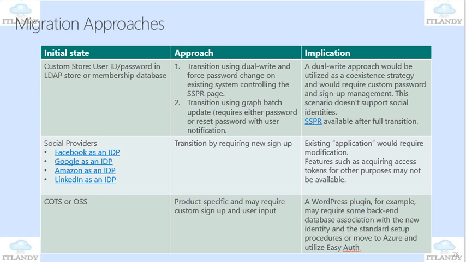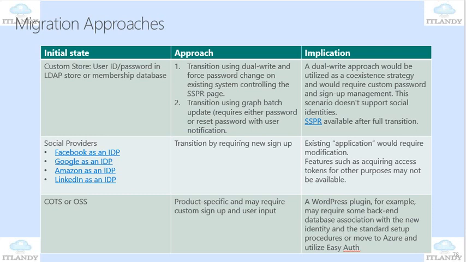Now the migration approach, what we can utilize, like custom store ID password in LDAP, social providers, Facebook, Google, Amazon, LinkedIn, codes or OSS. Approaches for this: transition using dual write and force password change on existing SSR or SSPR page. Transition using Graph for password changes. Transition by querying new signup and then product may require.